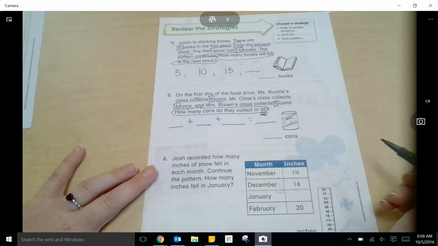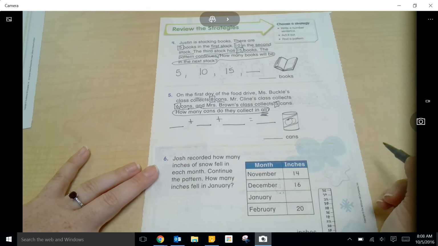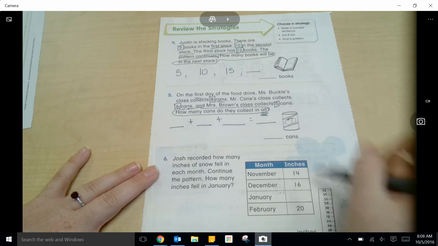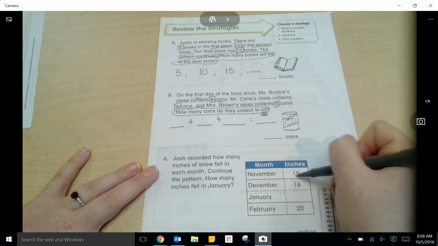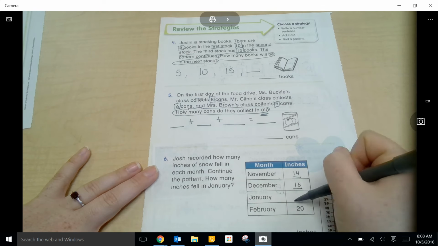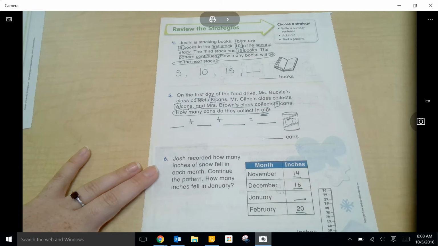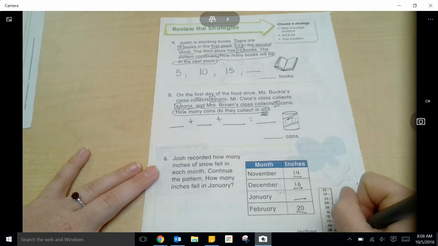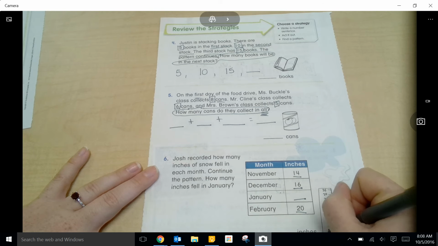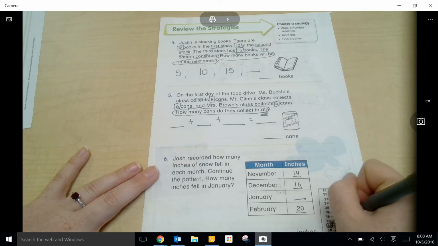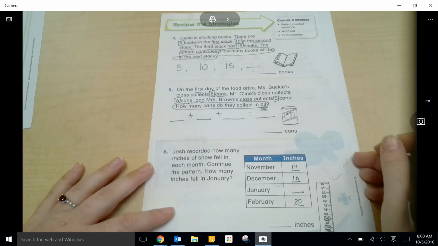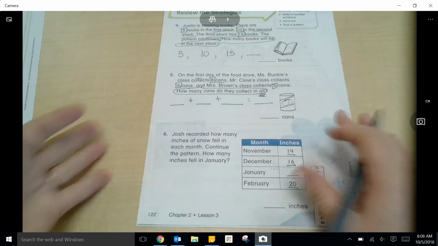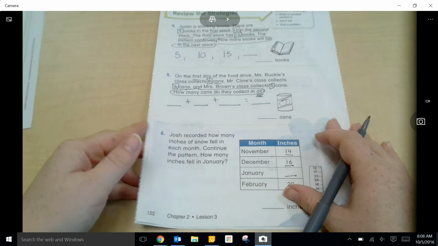How many inches of snow fell in each month? Continue the pattern. How many inches fell in January? So in November, it's 14, 16, something, 20. I can use this ruler right over here to help me. 14, 16, something, 20. What is that something between the 16 and the 20? Pause the video, finish this page on your own.